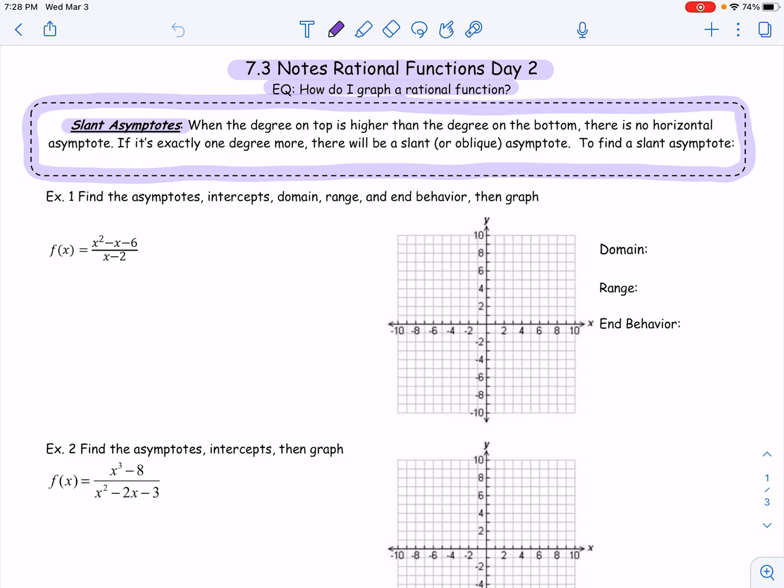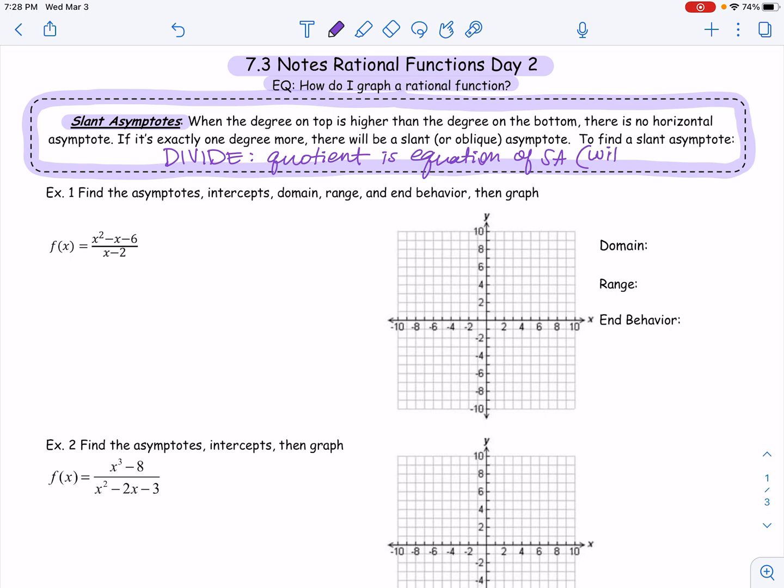And so what we're going to do to find that slant asymptote is we're actually going to do a division problem. We are going to divide, okay? And when we divide out, the quotient is going to be the equation of the slant asymptote, and that is going to be without the remainder. So if there is a remainder when we do that division problem, we're not going to include that.